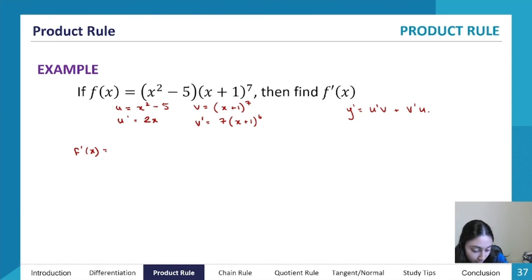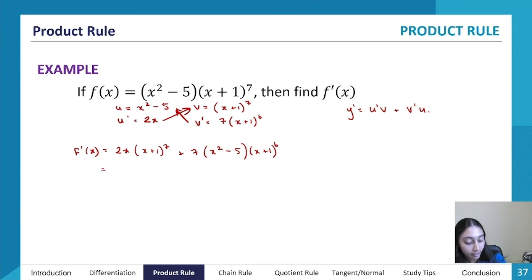that gets me to 2x times x plus 1 to the power of 7, because I'm multiplying by this cross first, and then I'm going to make this cross, which will be plus 7 times x squared minus 5 times x plus 1 to the power of 6. I'm going to take out a common factor of x plus 1 to the power of 6 like I did last time, simply because I want to simplify it as much as I can. So x plus 1 to the power of 6 times 2x times x plus 1 plus 7 times x squared minus 5.